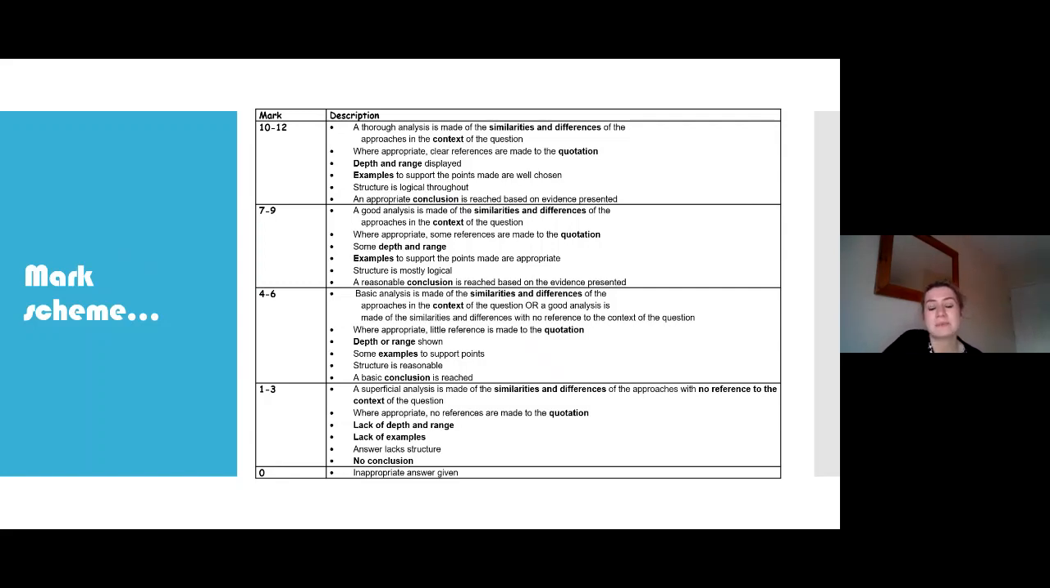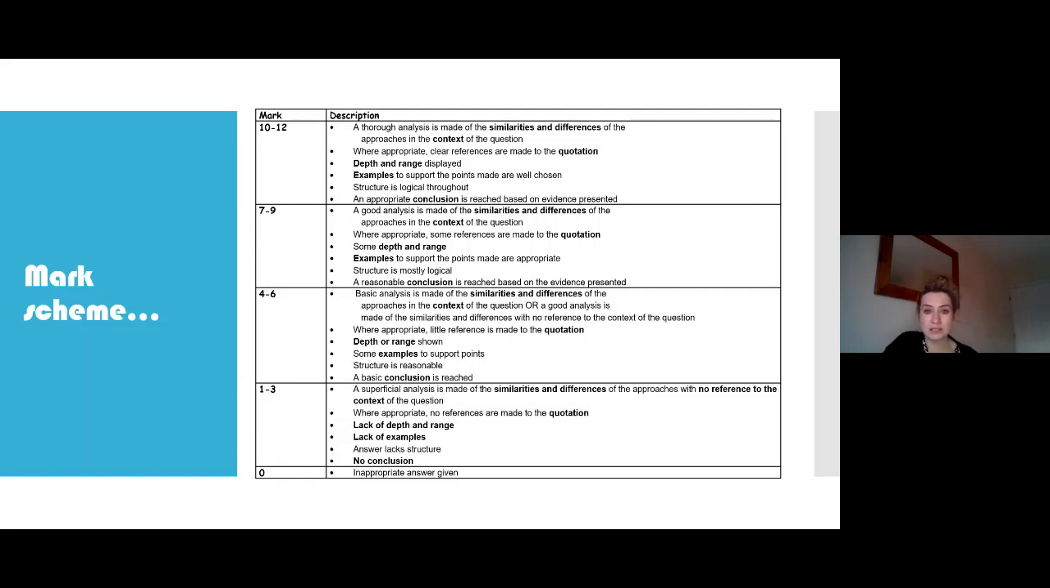A thorough analysis is made of the similarities and differences of the approaches in the context of the question. One of the key things there is thorough. Thorough means you've really spoken in detail about something, you've added some evidence in, and you've really shown the examiner the key terminology that you know about that approach. Where appropriate, key references are made to the quotation. Depth and range is displayed, so we've got into detail, but we've also spoken about lots of elements of the approach. Examples to support the points made are really well chosen.